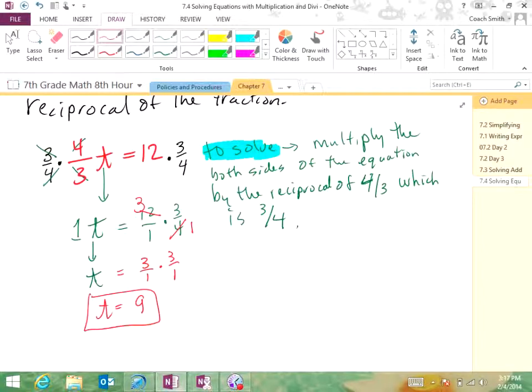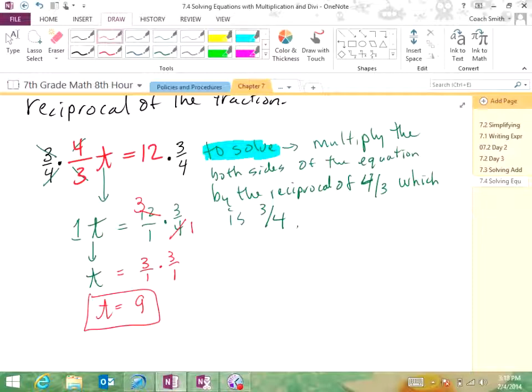Now, the reason we multiply by the reciprocal is this. If you have a fraction in front of a variable, it means to do what mathematically? Multiply, divide, add, or subtract? There's a fraction in front of the variable and nothing else. Multiply. So the inverse of multiplication is what?